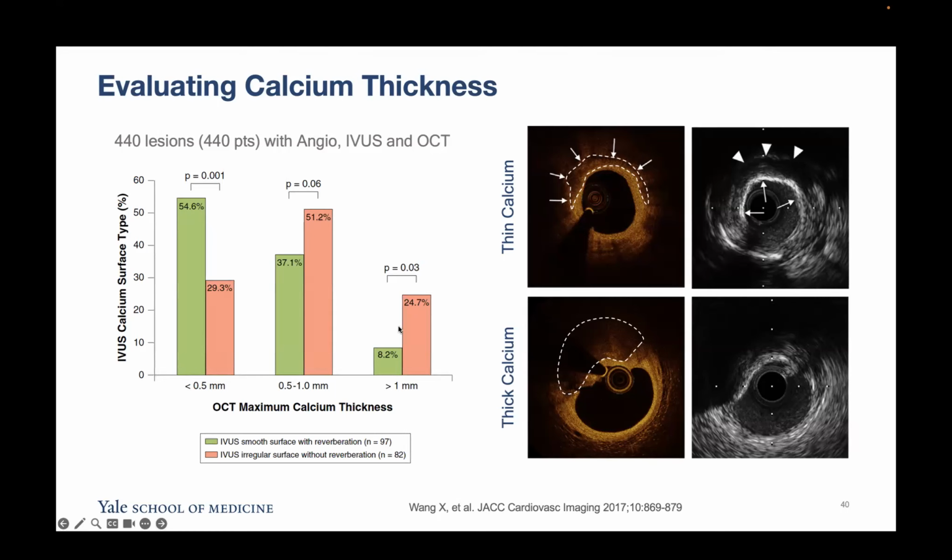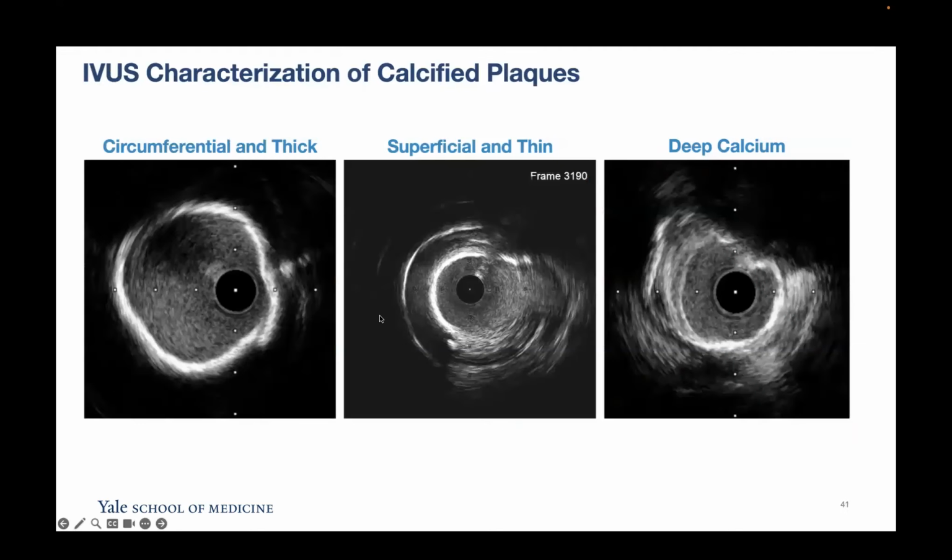What this paper is now bringing as a novelty is that the smaller the thickness by OCT, the more reverberation you have, in green here. So this is a sign also. The presence of reverberation can be a sign of thickness. So the more reverberation you have by IVUS, you can assume that this calcium shouldn't be that thick. It should be more towards the thinner side.